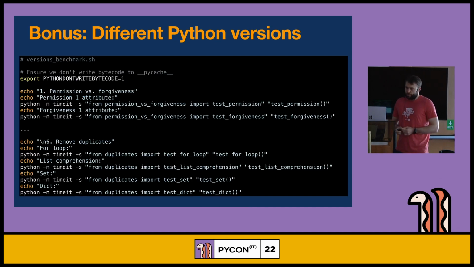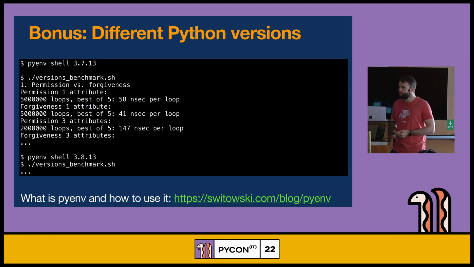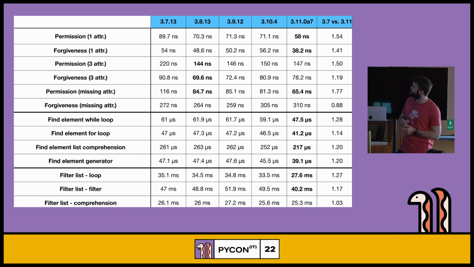And I am running out of time, so the last thing I want to show you is that just for fun, I decided to measure the execution time of all those examples with different Python versions. So I used PyEnv to switch between Python versions. I switched to Python 3.7, I ran my benchmarks, switched to 3.8, ran my benchmarks, and so on. If you want to learn more about PyEnv, I also have a blog post about that. And we can see the results here.